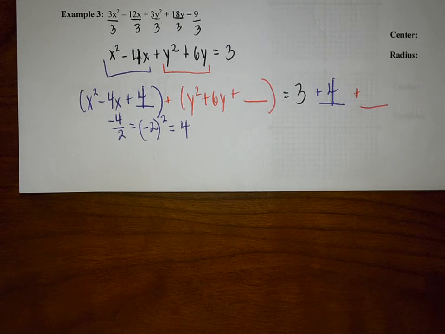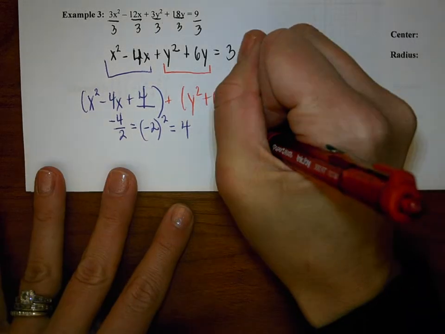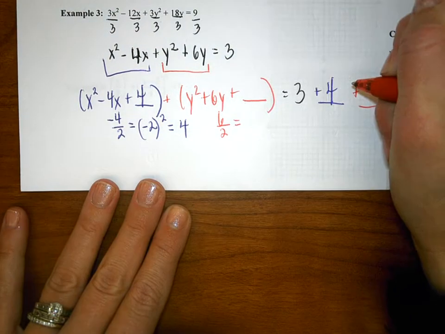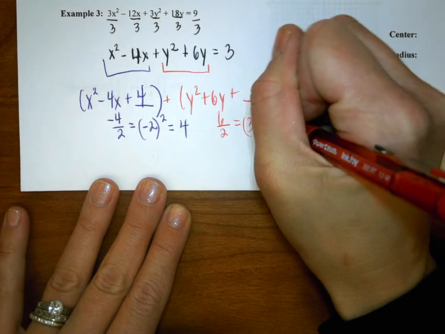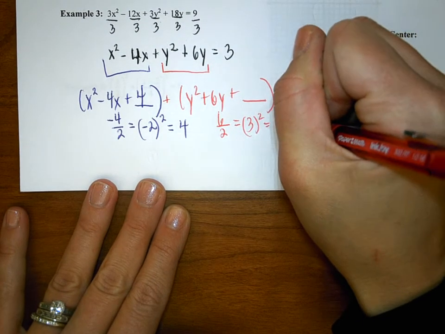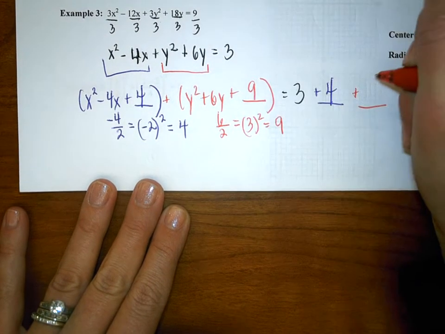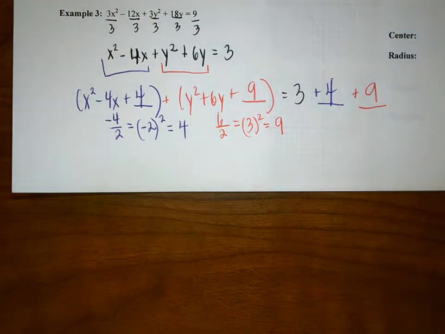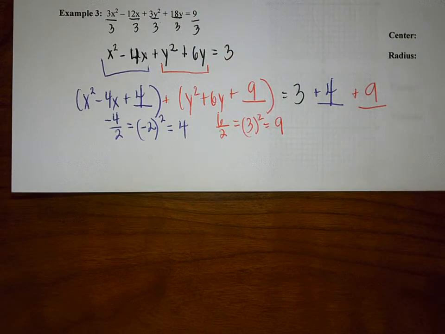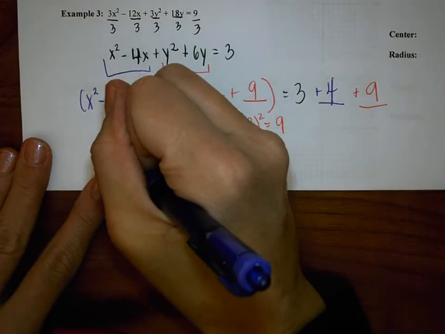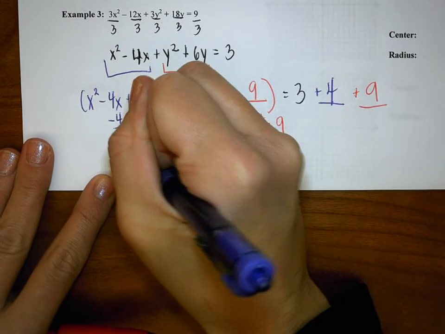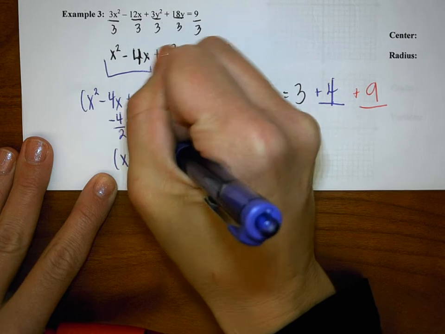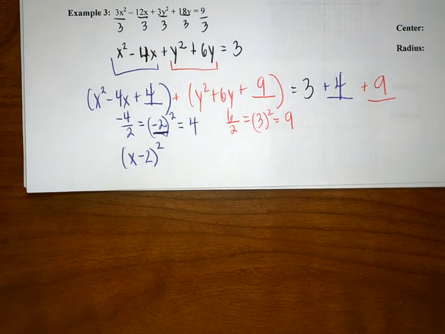Okay, then we go to the y's. We'll take 6 divided by 2, which is 3, and 3 squared is 9. So 9 goes in each of my red blanks. How will I write that as a square now for the x's? Good, x minus 2 squared, and again we get that -2 from my half number.